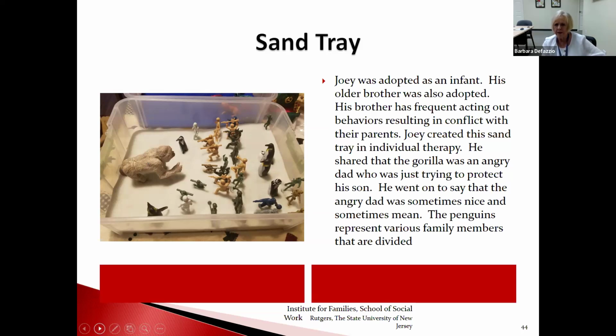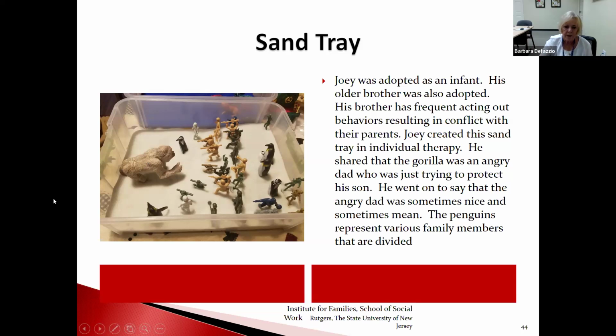I think I showed you Wall Around the Heart in one of the other modules. Maybe I didn't, but Jonathan had drawn the wall around the heart. But Joey created this sand tray. The parents were always in conflict with Jonathan because he had frequent outbursts, and the parents were fighting with each other because that's what happens. You've got an acting out child, you've got two parents that have different ways of dealing with it, and the mother was in conflict with her husband because she thought he was too harsh with Jonathan.